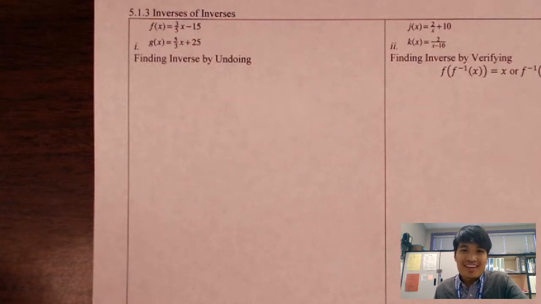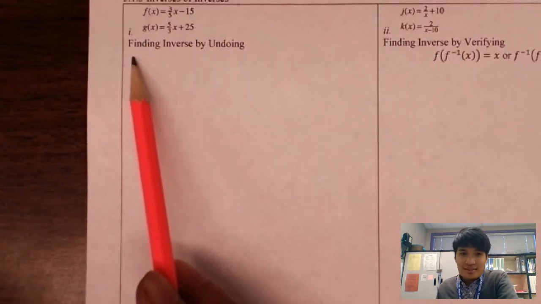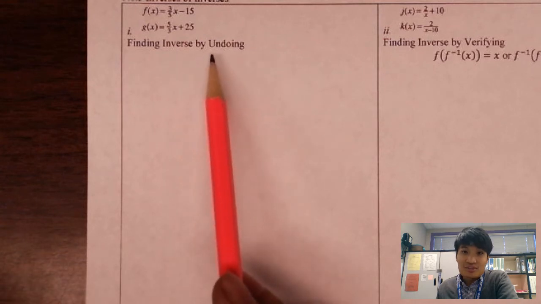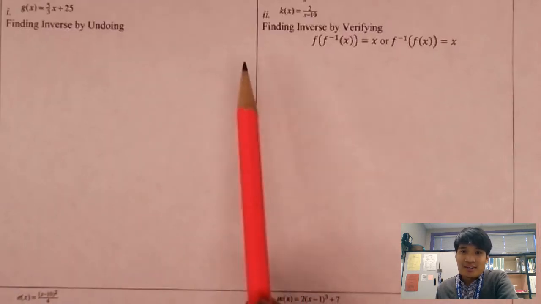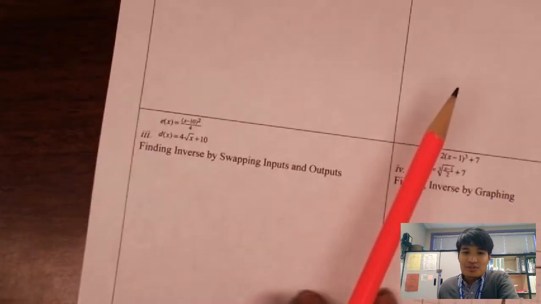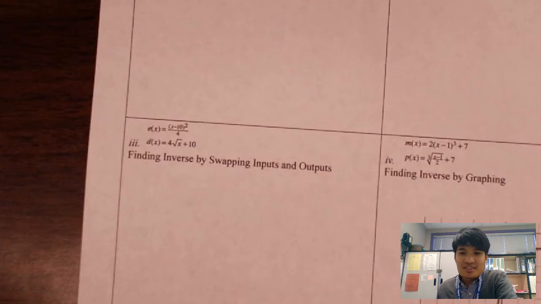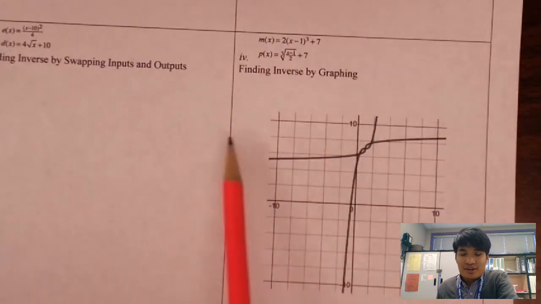Hey everybody, in this video we're going to take a look at how we can find inverses of functions using various methods. As you can see here, one method is finding the inverse by undoing. We have finding the inverse by verifying these conditions. We also have finding the inverse by swapping inputs and outputs, and also by graphing.